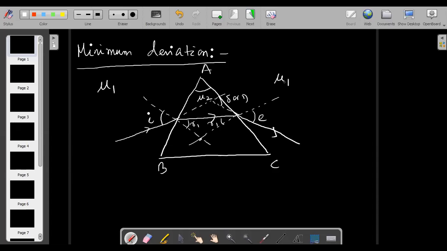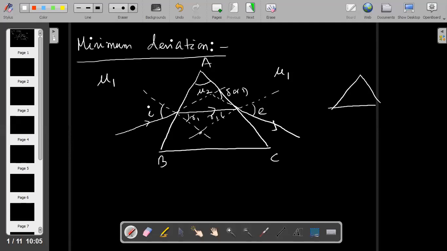Try to understand this. In practical, what will happen? You are taking a prism and increasing the angle of incidence, and seeing how much the deviation is. First I1, then I2, then I3, then I4, then I5. Go on increasing this angle of incidence and measure the deviation, the angle of deviation.